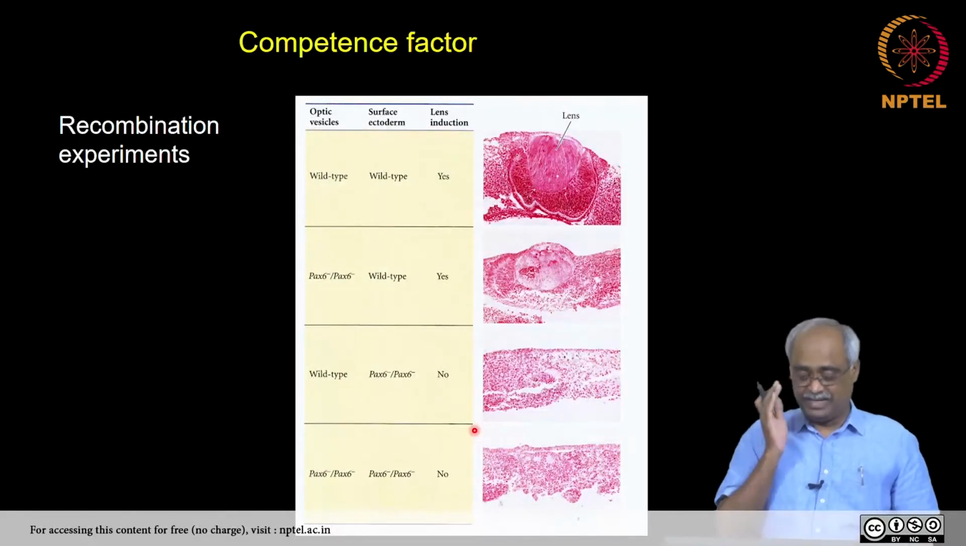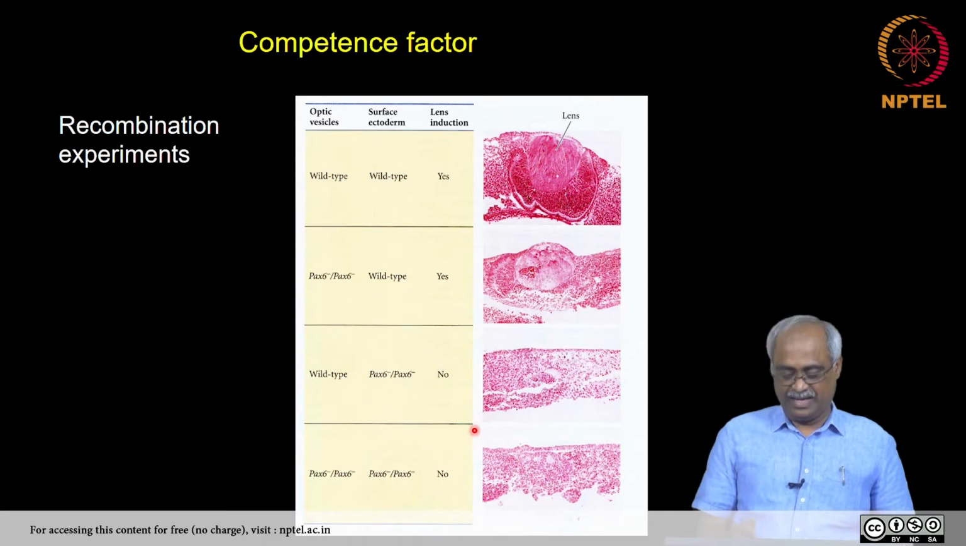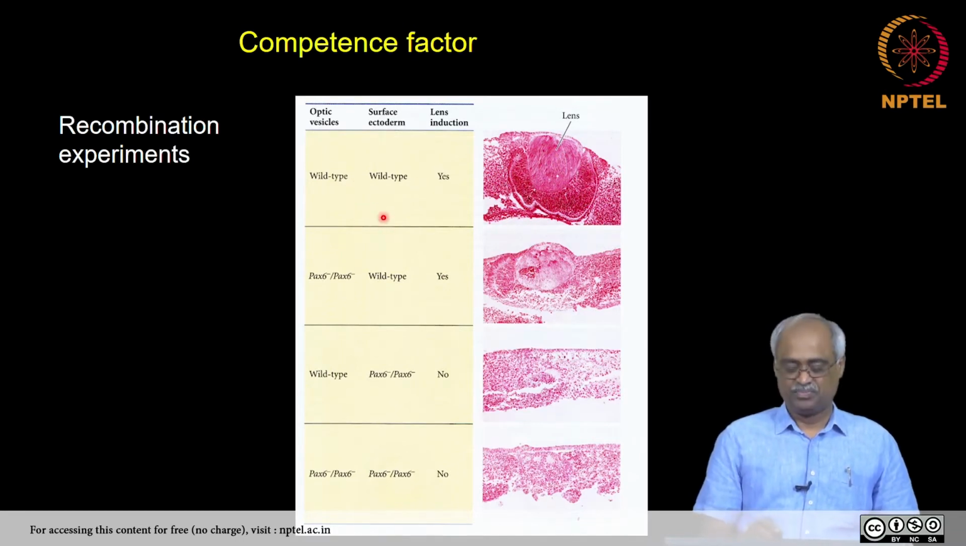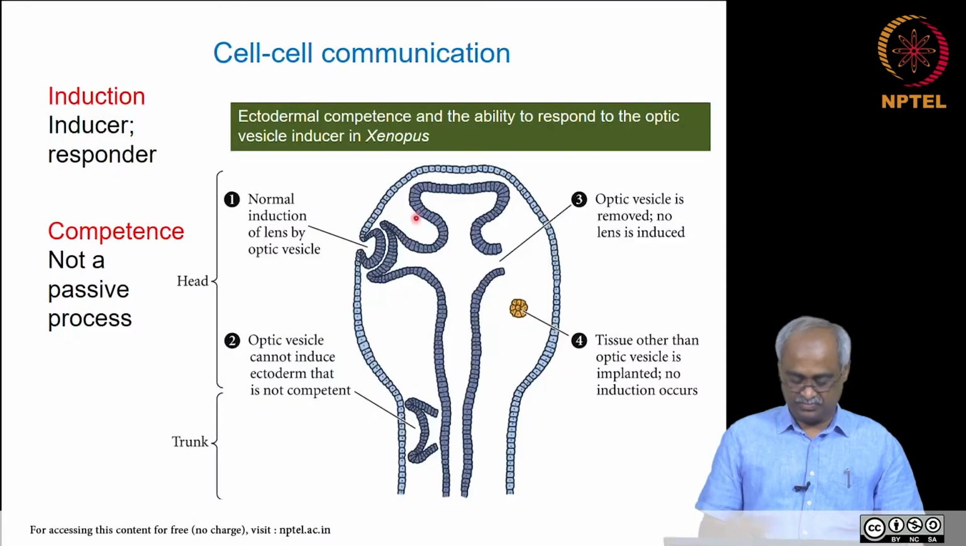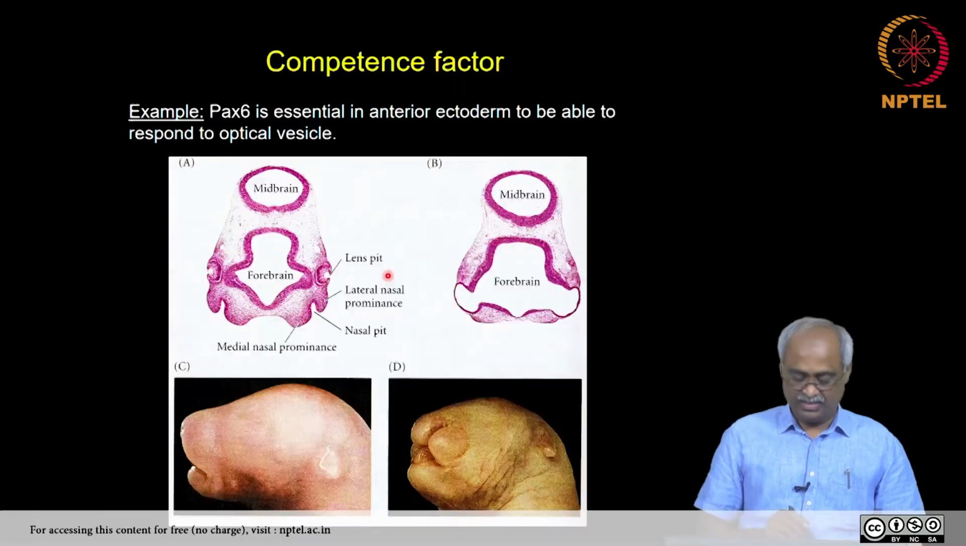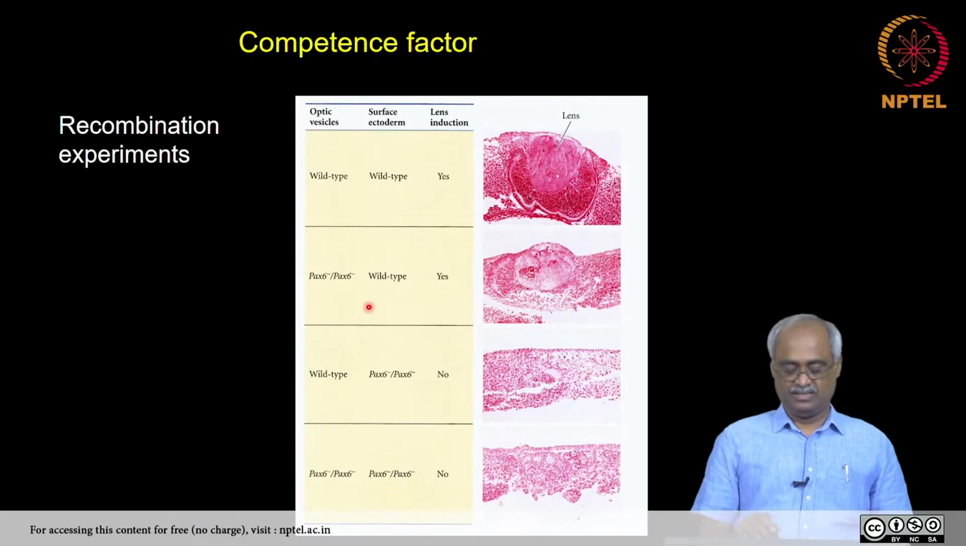This can be tested more thoroughly as shown in this experiment. Here you have optic vesicles that are wild type, meaning Pax6 is intact in that, so you do not worry whether it is expressed there or not while doing this experiment. Surface ectoderm is wild type, so you make the lens forming in that. Now, you have optic vesicles, that is the inducer going by this experiment, that are homozygous for loss of Pax6 activity. Surface ectoderm is, on the other hand, wild type.